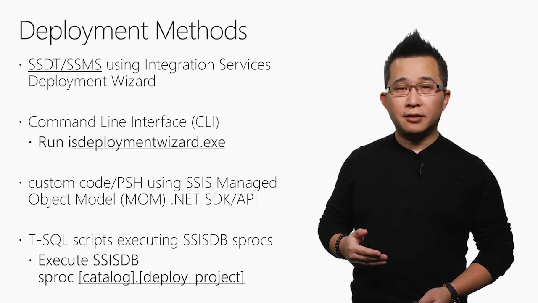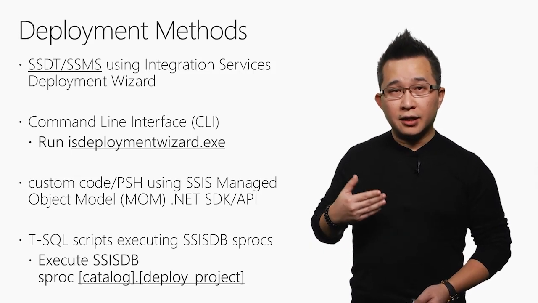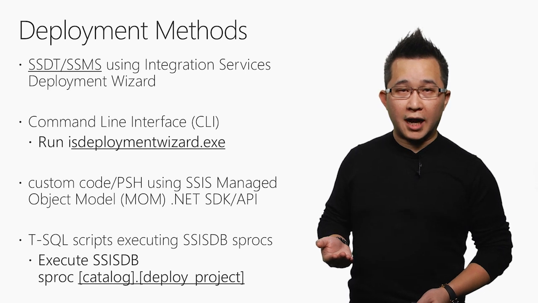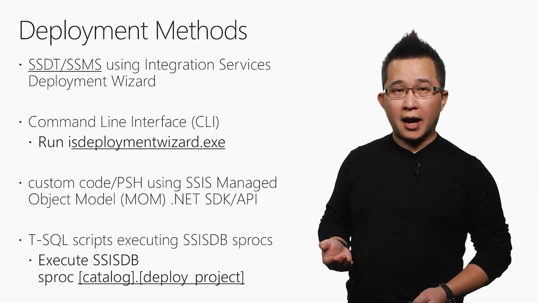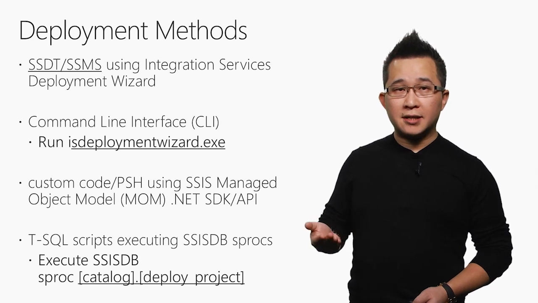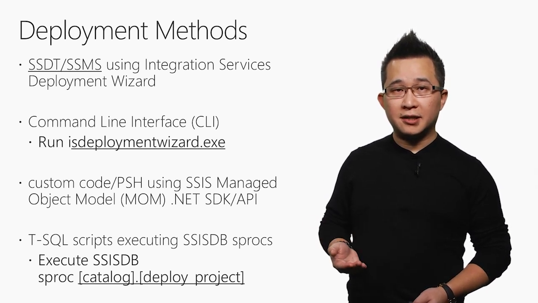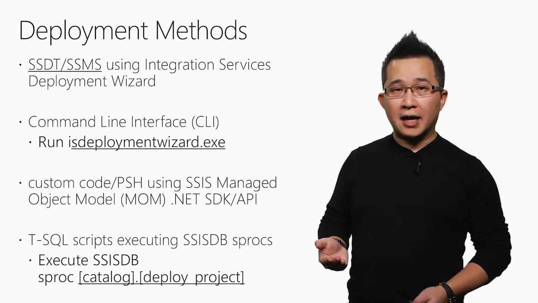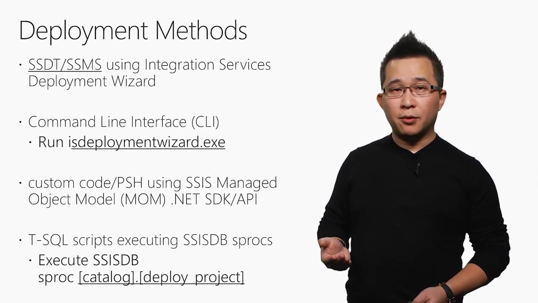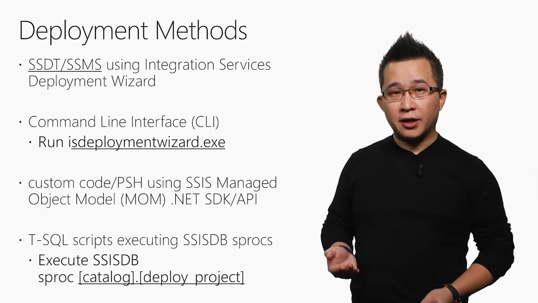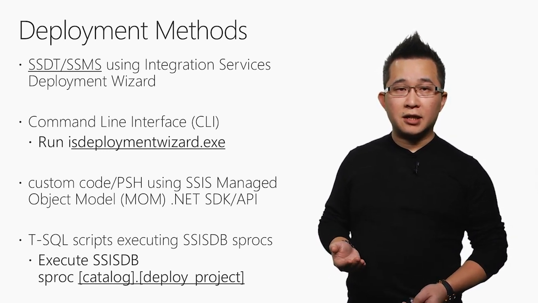Now, once you're done, you can start deploying the packages to run on the Azure SSIS IR. There are different ways you can do this. The first approach is SSMS or SSDT. The second one is the command line using the IS deployment wizard executable. The third is to use the PowerShell script or custom .NET code. And the fourth is the T-SQL script.